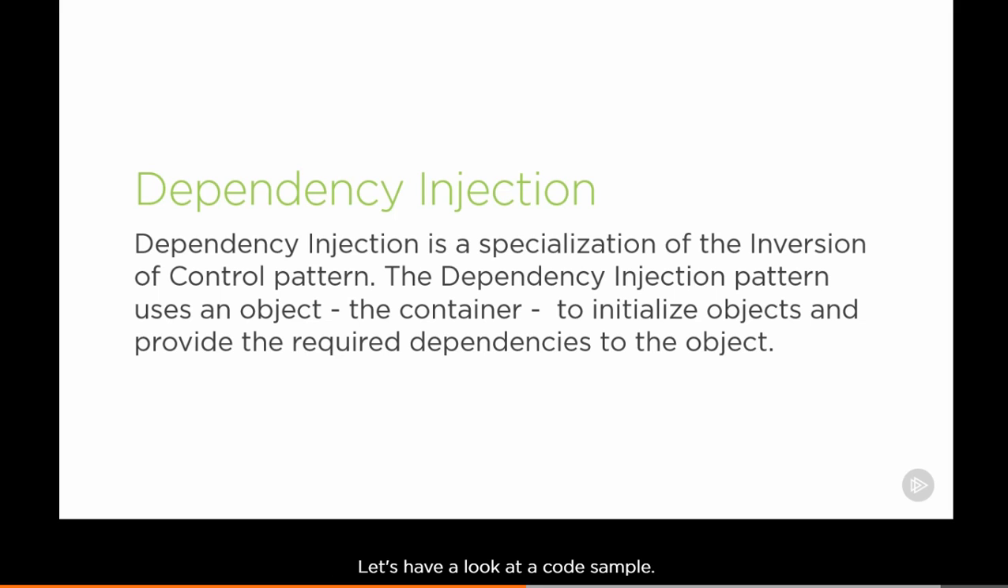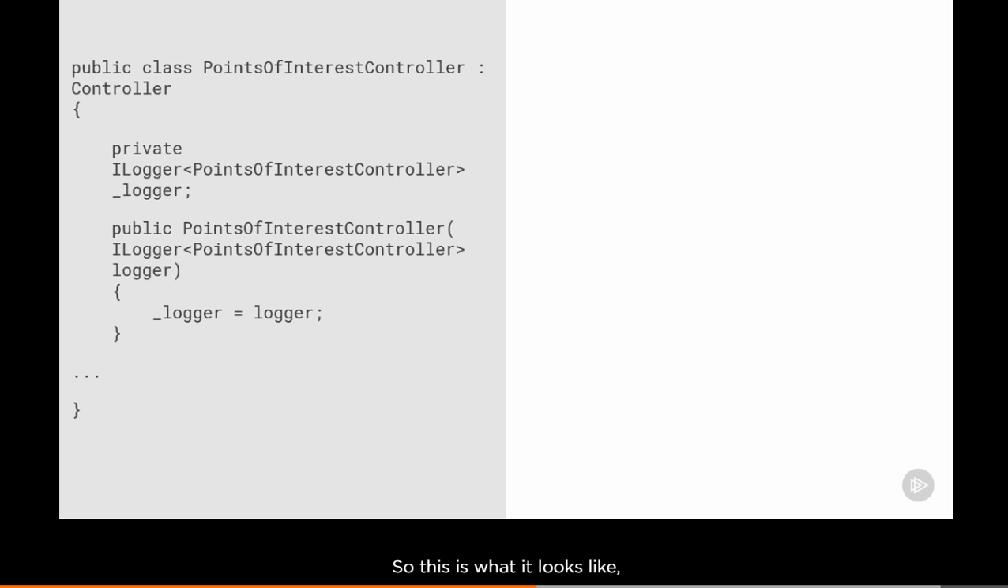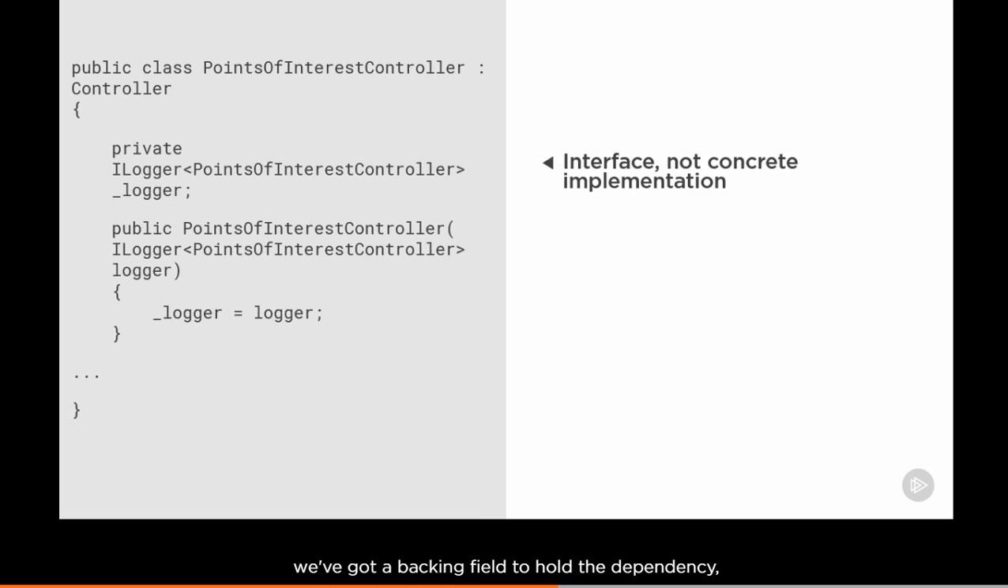Let's have a look at a code sample. So this is what it looks like. We've got a backing field to hold the dependency. But this is not a concrete implementation. We're expecting a class that implements the ILogger interface. In this example, typed to the controller.